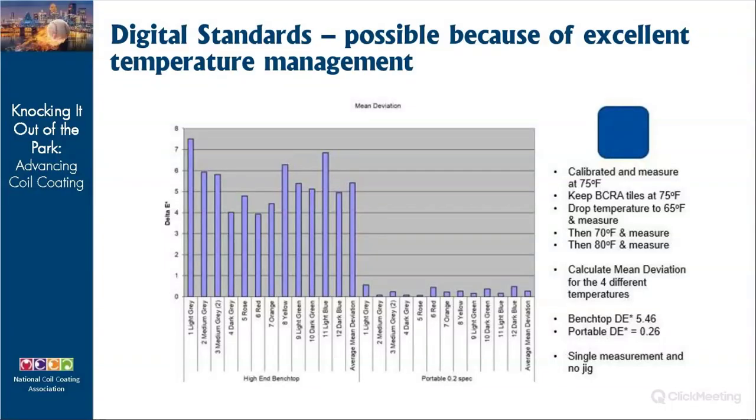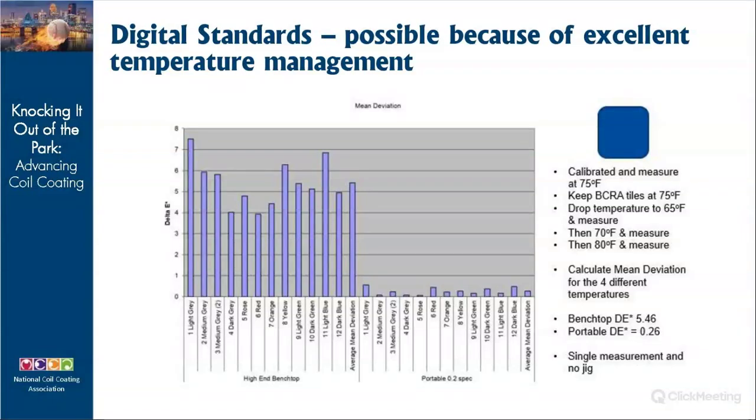The other thing that really drives digital standards and the use of them is excellent temperature management. What we see here is a test that was done many years ago with a high-end benchtop and a portable with a spec of 0.2. The process was that the 2 instruments were calibrated, and the BCRA tiles were measured at 75 degrees Fahrenheit.